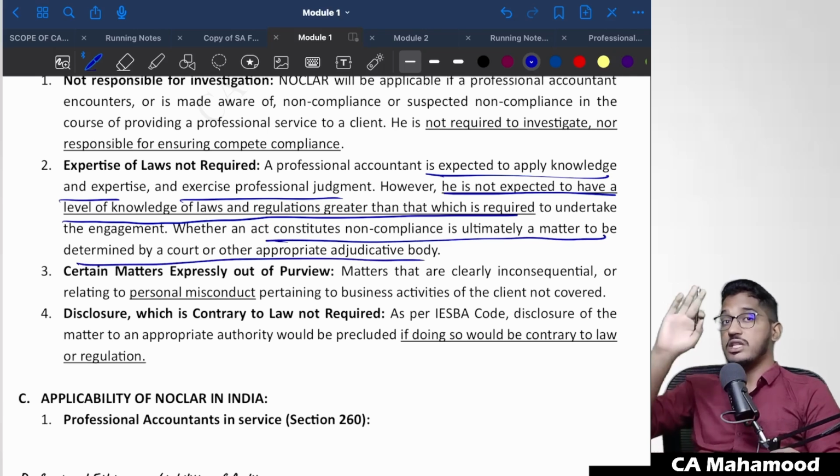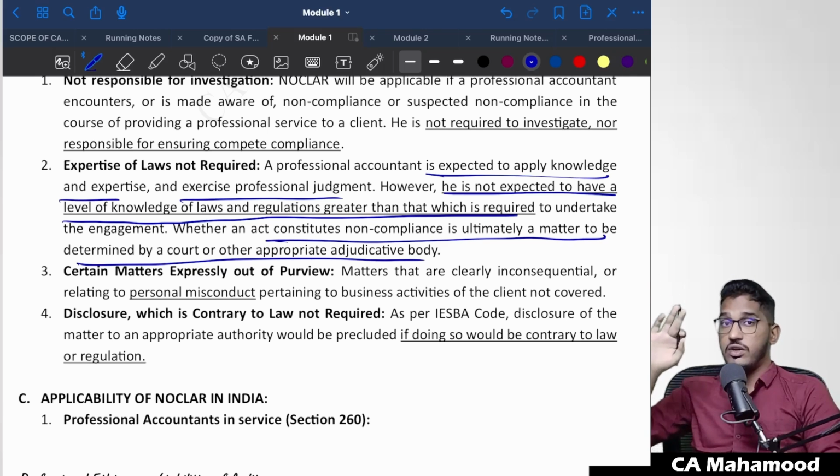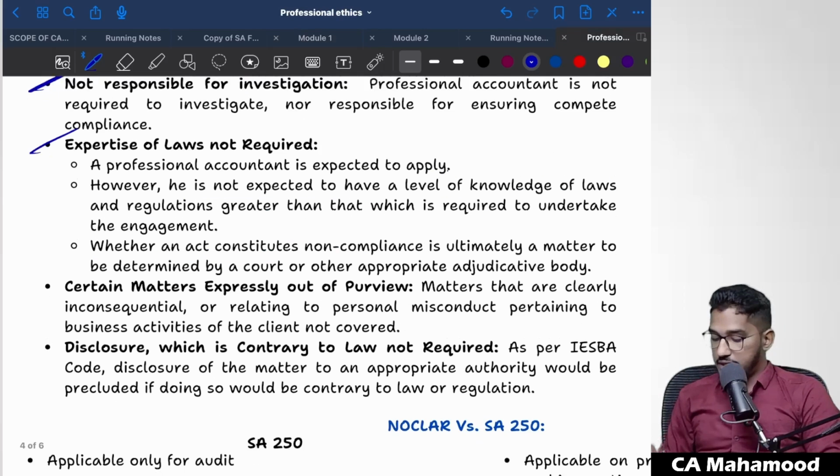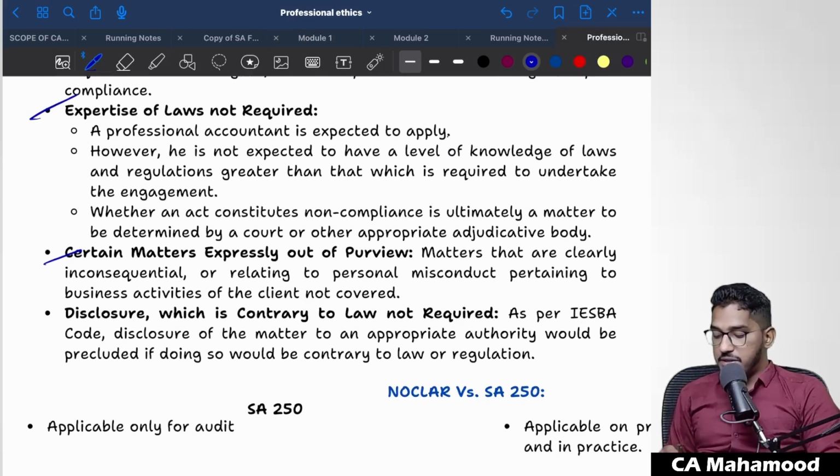We are not asking you to have that much expertise. We are not expecting you to have the expertise of a lawyer or a judge of a court. So whatever is required, that much if you have, it will be enough. Next one. Certain matters expressly out of purview.